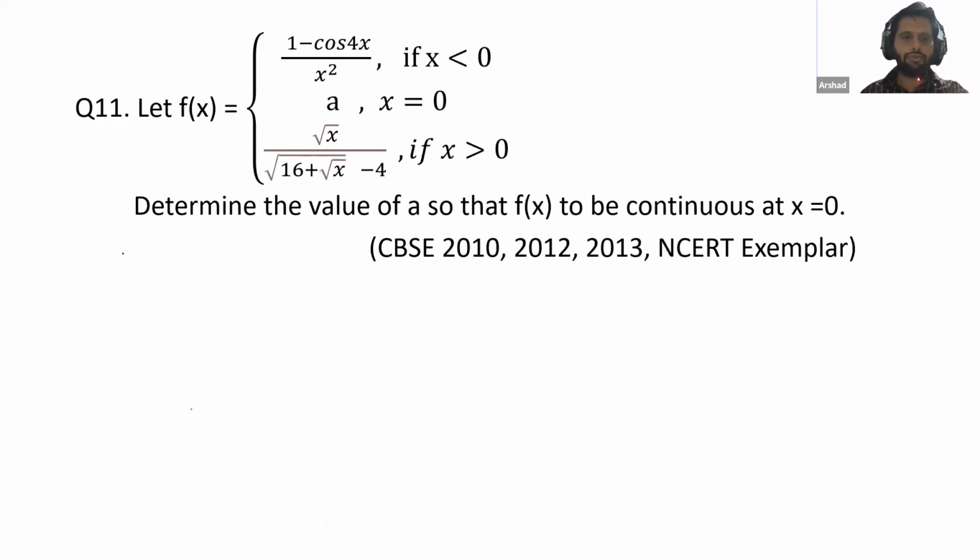We will start the next question. This question you have to do in homework. Okay, this is a very, very good question. This also came in 2012, 2013. This is also present in the examples in your NCERT. Please note down this and raise your hands so that we can move to the next question.